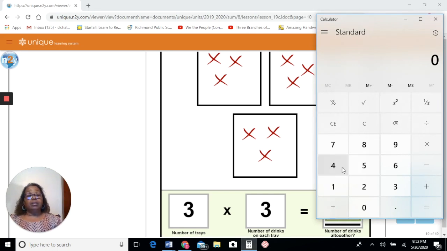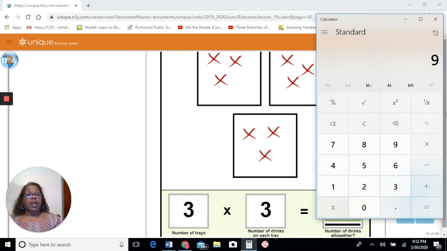So here's our calculator. I'm going to clear it just in case. I always clear my calculator before I put anything in it. I think that's important. And we're going to put in 3 times 3. 3, multiplication sign, 3, hit the equal sign, and the answer is 9. That's much easier, isn't it? Multiplication is, yes, that's right. Multiplication is repeat addition, and it's a shortcut, so it saves you time.